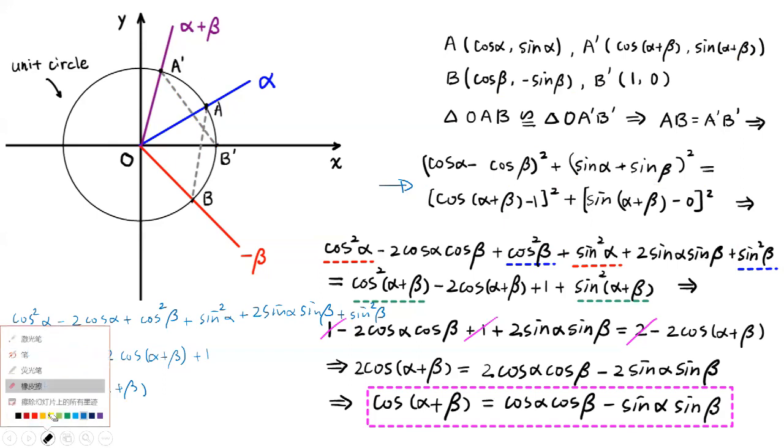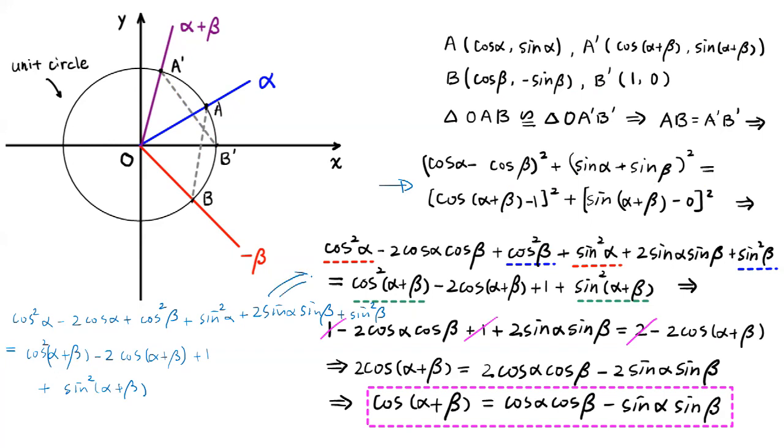Okay, and if we merge some terms, this is equivalent to the expression here. As you can see, cosine alpha square plus sine alpha square is 1, and cosine beta square plus sine beta square is 1, and cosine alpha plus beta square plus sine alpha plus beta square is also 1, right?